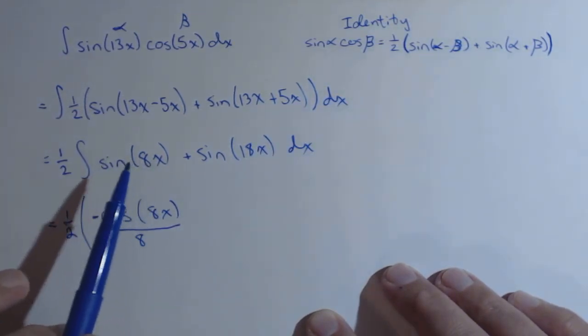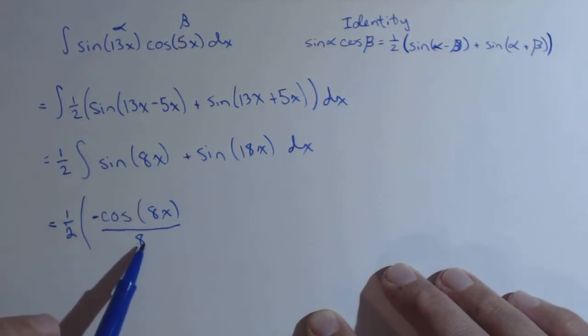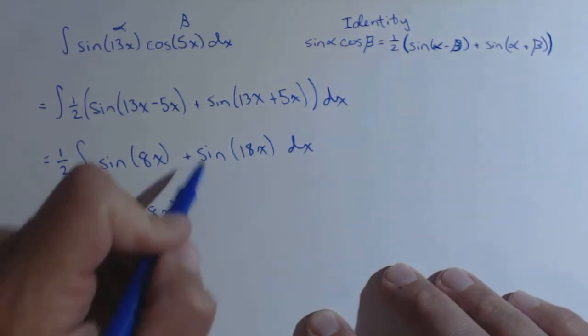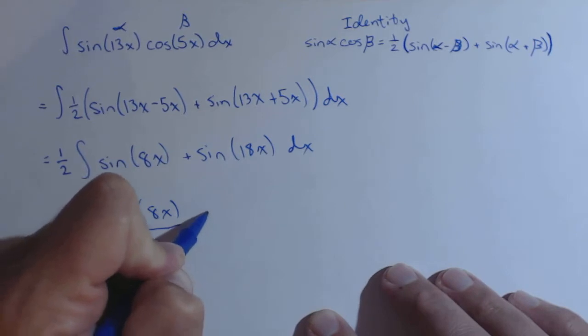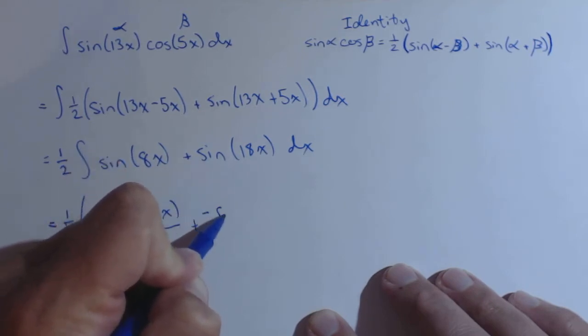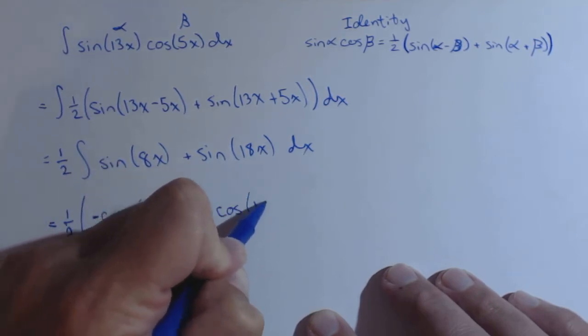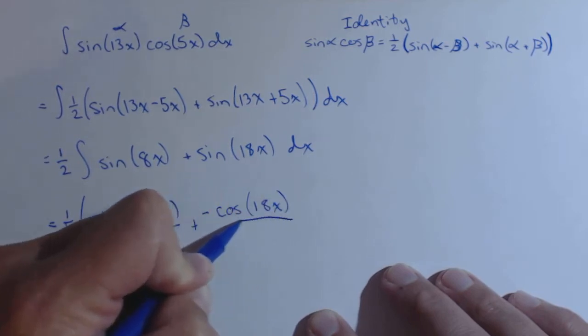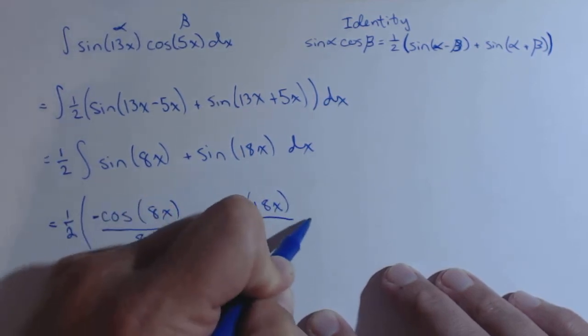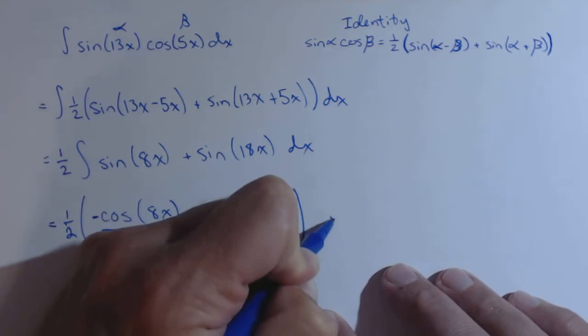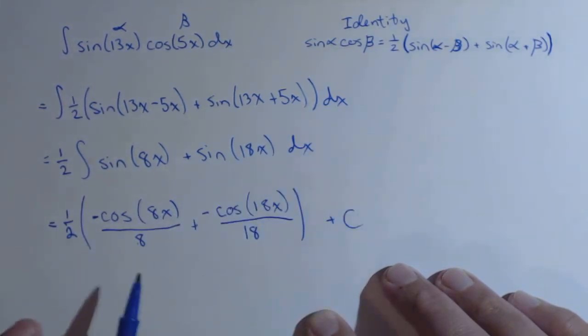You could also do this with a u substitution if you're not quite sure where this 8 is coming from. This will be plus, and then the antiderivative of sine again is negative cosine. Leave the inside alone, and this time we've got to divide by 18, plus C. Now we can distribute the 1/2 and simplify our positives and negatives, but we have our general antiderivative there.